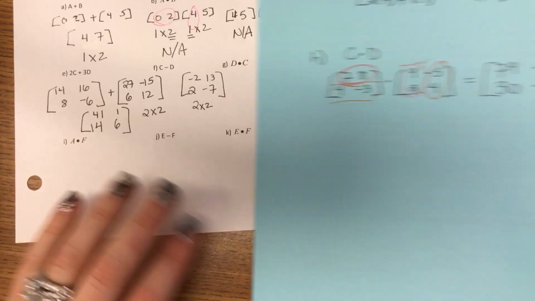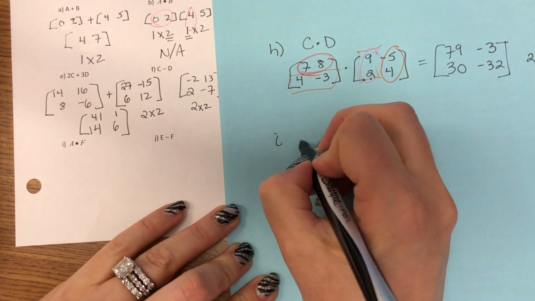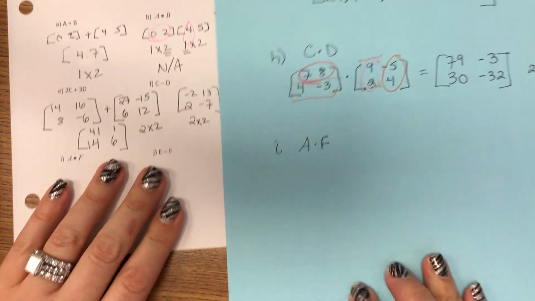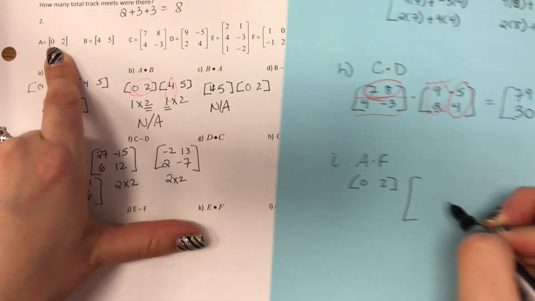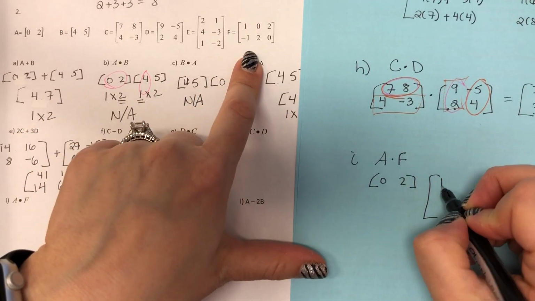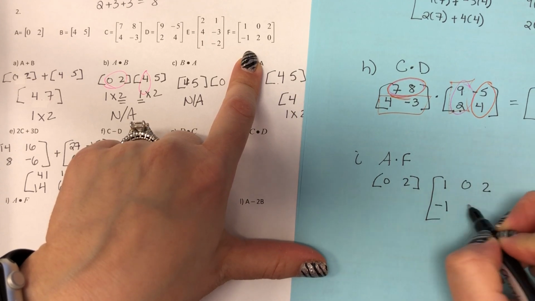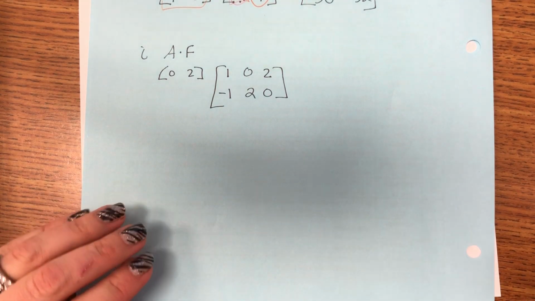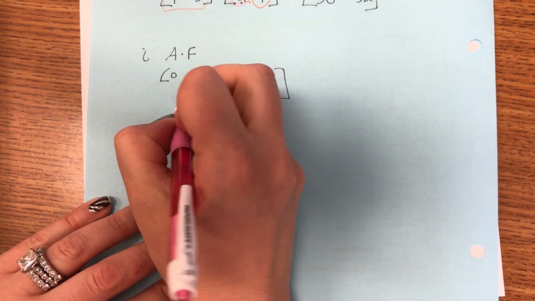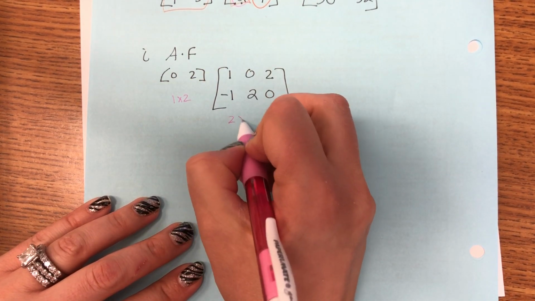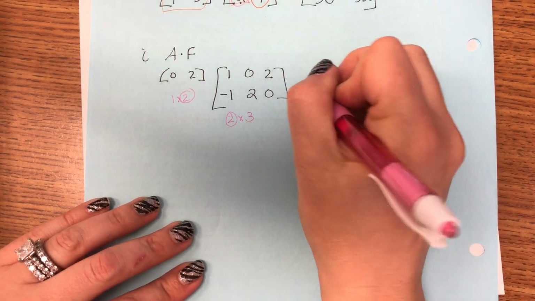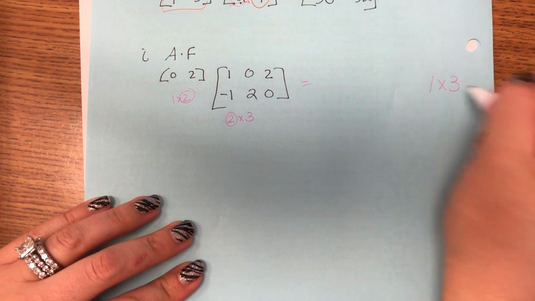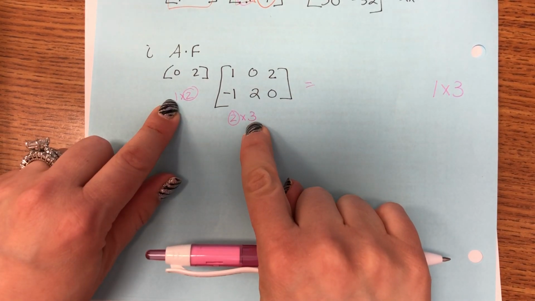I is A times F. So I'm going to copy those matrices over. A is 0, 2. F is 1, 0, 2, -1, 2, 0. So if I check the dimensions, this is a 1 by 2, and this is a 2 by 3. So see how the 2's match? So that means my final result will be a 1 by 3 because of the 1 and the 3.